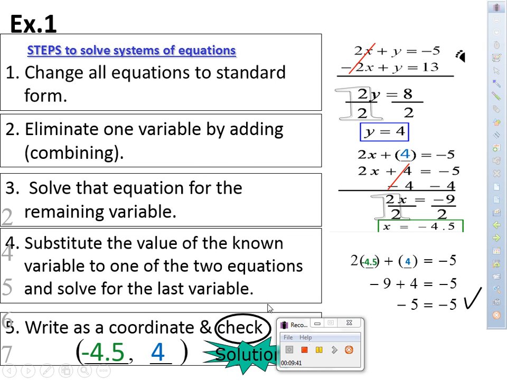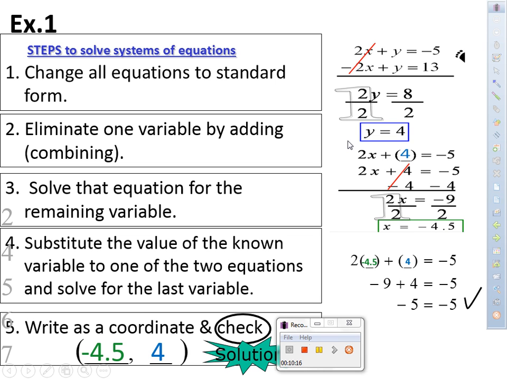Example number 2. Just to recap, here we go. Step 1, key step. You need to change both equations to standard form. The second step, which makes it the name of the method, it's called what? Eliminate. Elimination. We needed to eliminate one of the variables. From there, we solve for the variable that was remaining, substitute that into one of the two equations, solve for the other variable, and that's how we get our solution.